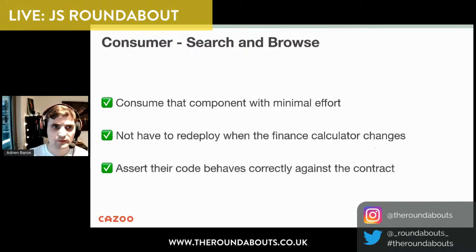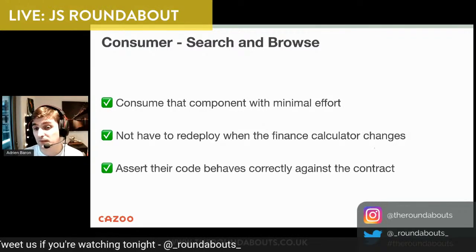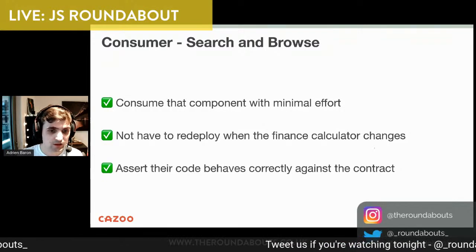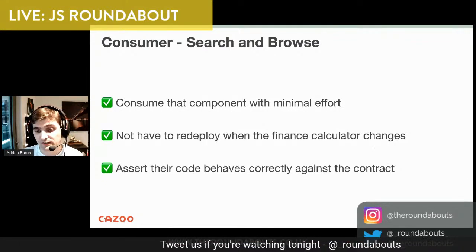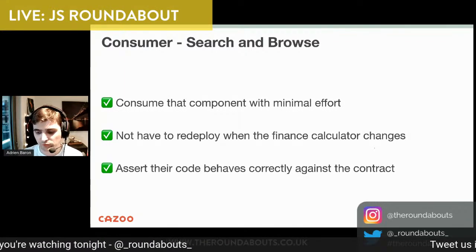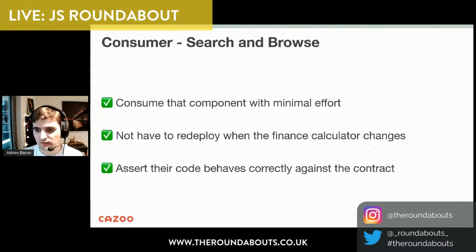The consumer of the component, search and browse, we want them to have as little effort as possible. It's not their concern. The calculator doesn't really care what it does. It just needs some place for us to display it. They don't want to have to redeploy each time the finance calculator changes. Same thing, it's a concern for them. And they want to assert the code behaves correctly against some kind of contract. So given a certain version of the finance calculator on their page, if there's any interaction between them, they want to make sure their code behaves correctly when that finance calculator does something.